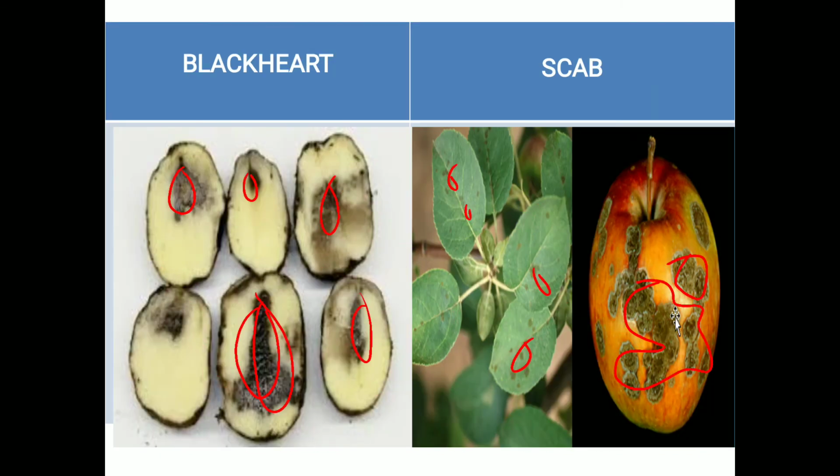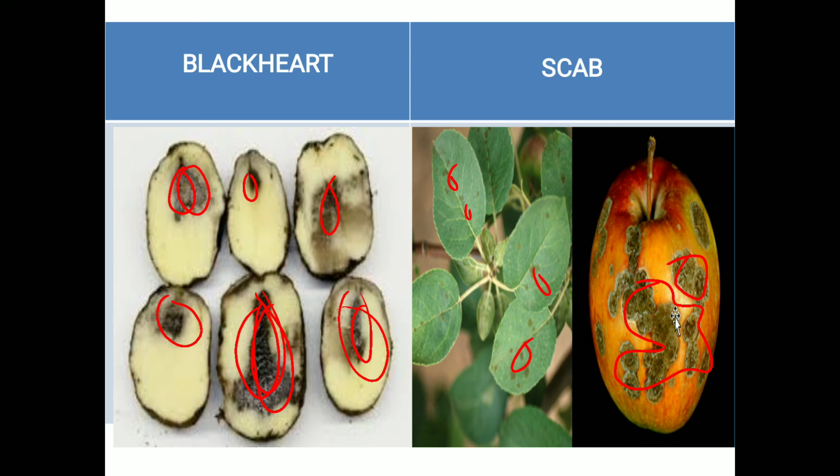Next one is black heart. So black heart of potato means what? Due to poor ventilation or lack of oxygen, the central portion of the potato becomes blackish. When you cut the potato, it is blackish in appearance. To avoid that, we provide proper ventilation for the potato during storage.